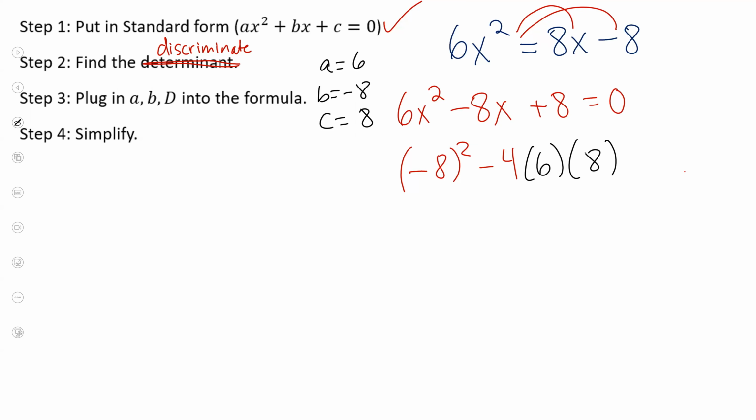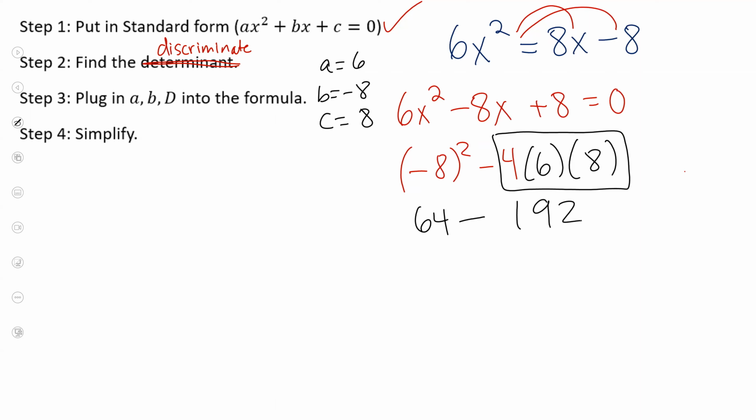Six and 8. Okay, so now let's calculate this. Negative 8 squared is 64. It's positive. It's no longer negative. Minus, let's see what this value is equal to. I always like to box it. 4 times 6 is 24. 24 times 8. Can someone tell me what that is? 192. Thank you so much. So the value in this box is 192.